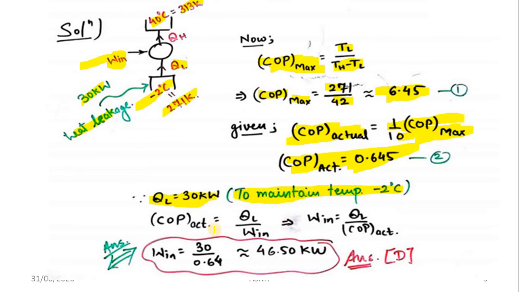Now we can apply the formula of actual COP. Actual COP is nothing but the refrigerating effect upon the work input to the device. Here the actual COP we know is 0.645. The value of Q2 is already given in the numerical, around 30 kilowatt, and by substitution and simple calculation we get the answer, around 46.50. So this is the work input required to reach -2 degree Celsius. It is around 46.50 kilowatt.